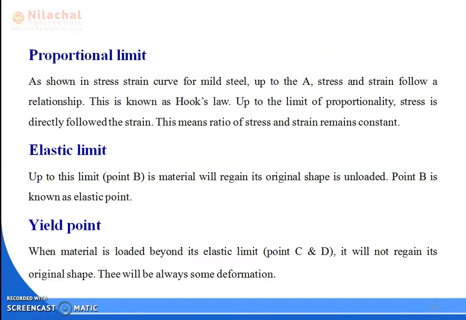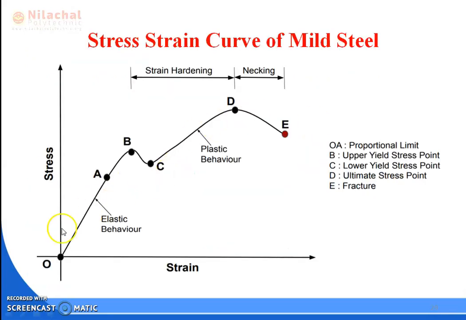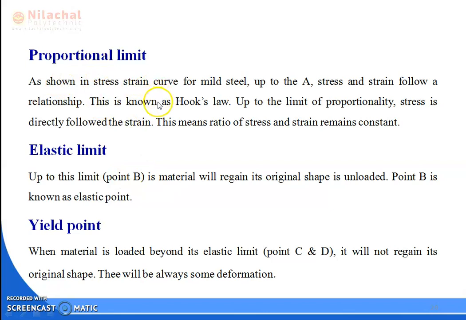So first, the point which is your proportional limit. What is that? In the figure you can see the stress strain curve of the mild steel. Up to A, the stress and strain follow a relationship. Which kind of relationship? It is known as Hooke's law. That means from the origin O to point A, it represents the proportional limit. So here it obeys Hooke's law. Up to the limit of proportionality, the stress is directly proportional to strain. This means the ratio of stress and strain remains constant, or you can say it gives a straight line.